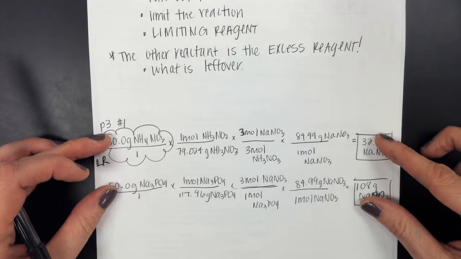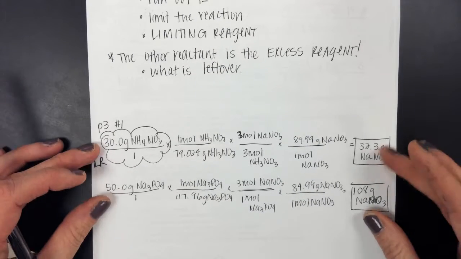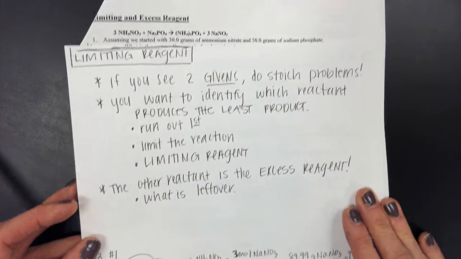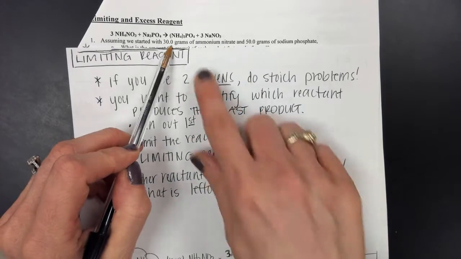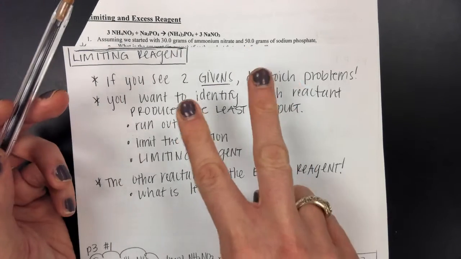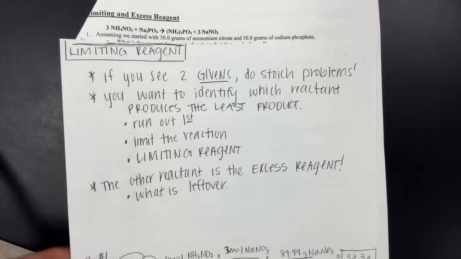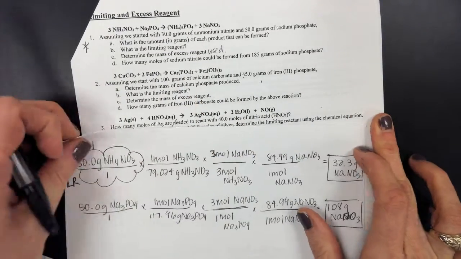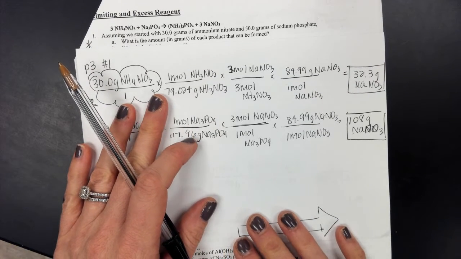Okay, so I've already gotten the first few parts to number 1 worked out because it's simple. This is what we did in warm-up today. Okay, but just to reiterate, it gave me a balanced chemical reaction. Always make sure it's balanced. It told me a given for ammonium nitrate and a given for sodium phosphate. Okay, if you see two givens, do two stoichiometry problems. All right. So that's what I've done here. I'm going to fold this in half. So it wants to know what is the amount in grams of each product that can be formed.